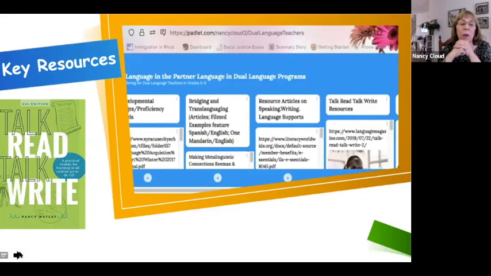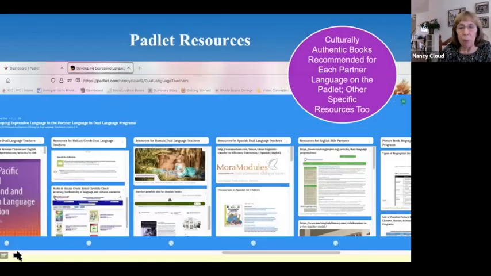And then the Talk, Read, Talk, Write book is really worth having. It's a wonderful little book. It's not expensive, but I did put on the Padlet resource articles about Talk, Read, Talk, Write, about bridging and translanguaging, and other ideas for supporting speaking and writing. It's all on the Padlet, which will be up for at least a year, probably longer. Then we have columns for each of your language groups: Chinese, Haitian Creole, Russian, Spanish, and English. And we've posted specific resources for your language group there.